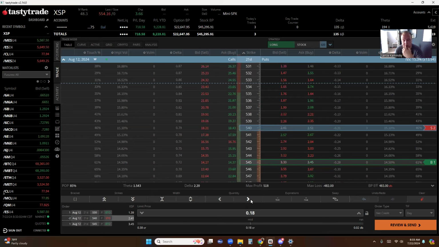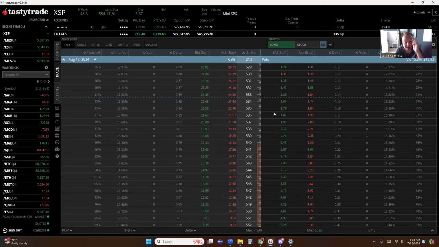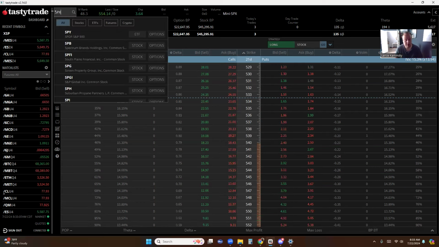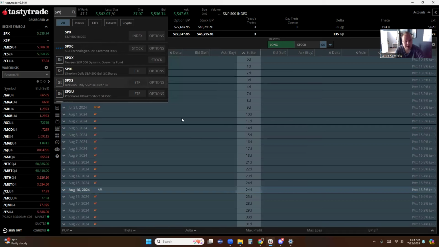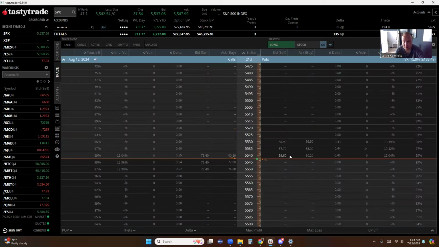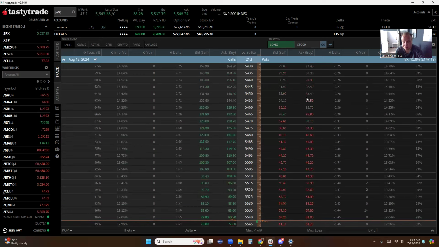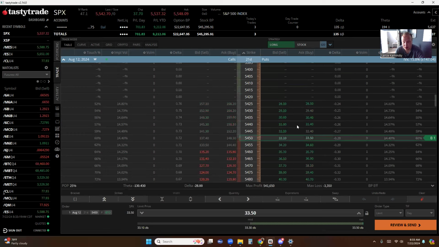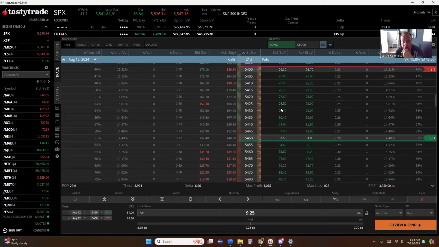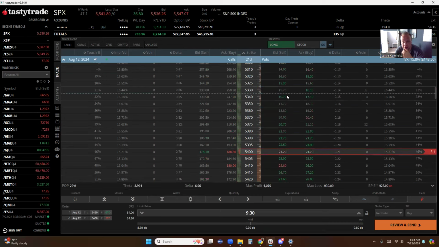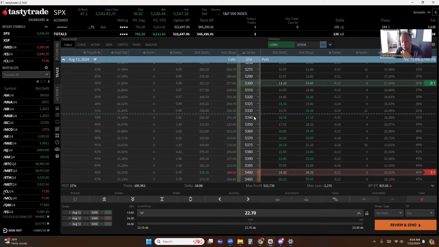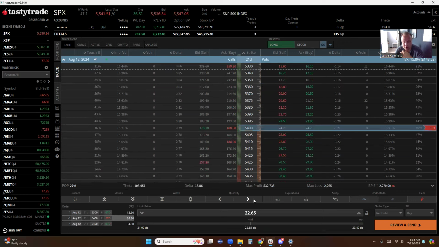Don't really get much credit from it. Let me try SPX. Similar idea. $554.50 or so, buy one. $5,400. Might be a little too big of a width, I think, but we'll try it. Yeah, it's gonna be too wide, I think, but we'll see. So two of those.